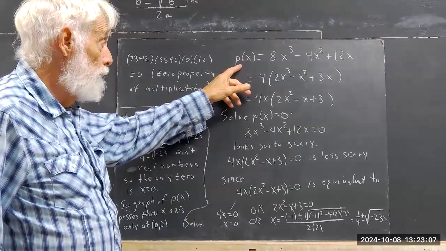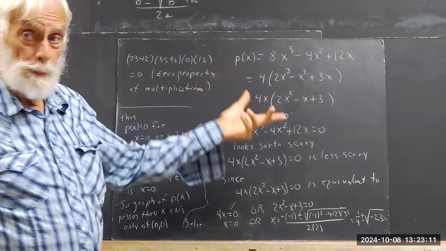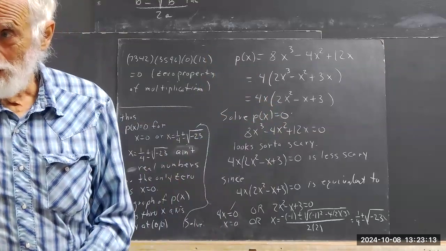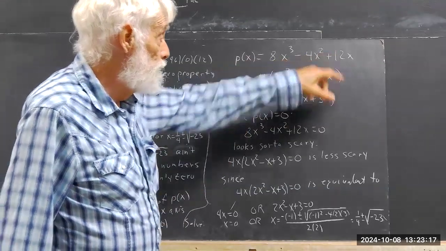I'm going to use the name P of x, instead of f of x. Why P of x? Polynomial. Okay. So here it is.